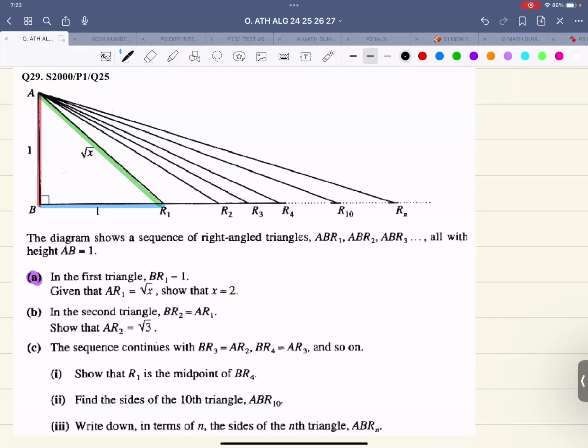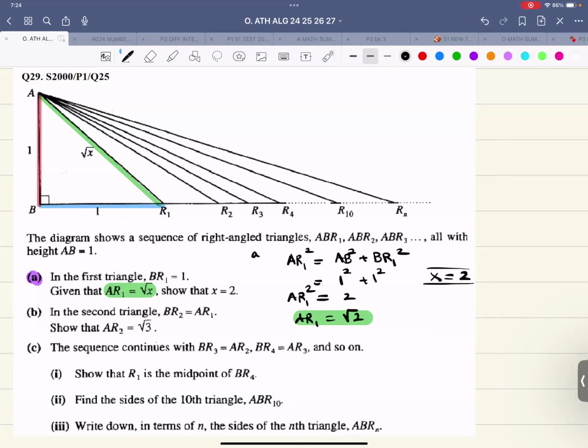So basically, I can say that AR1 square is equal to AB square plus BR1 square. So therefore, this is 1 square, this is 1 square, that is 1 plus 1, which is 2. This is AR1 square. So therefore, AR1 is root of 2. They are giving us that AR1, the green thing. Let me just highlight this. So the green thing, AR1 is root x, AR1 is root 2. Therefore, I have proven that x is equal to 2. That is the answer of part A.